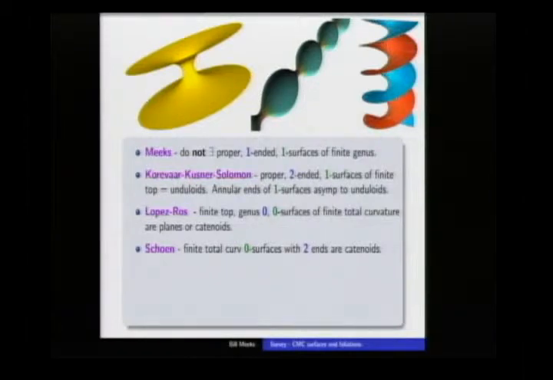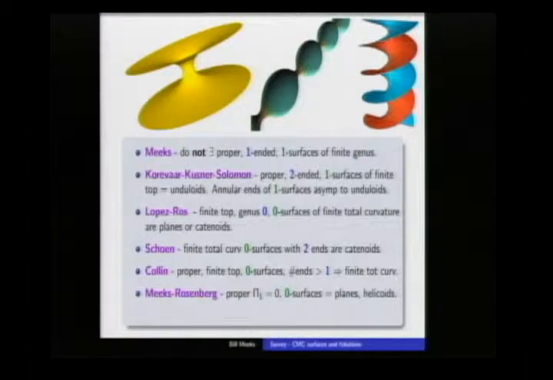Then we have Schoen's result, which says that if you have finite total curvature, genus 0 minimal surfaces with 2 ends, they're catenoids. It would be nice if I had time to prove that, but I'm not going to have time. Then you have this nice result of Collin, which relates finite topology to being proper. Proper and finite topology minimal surfaces, but you have to have more than one end, then they all have finite total curvature. A very beautiful, nice result. And then you have this result I mentioned before with Harold.